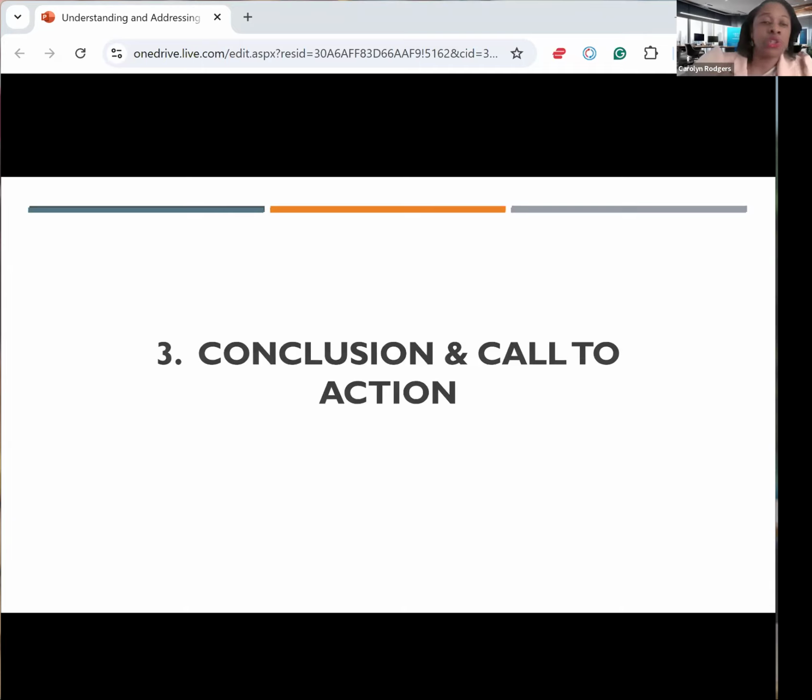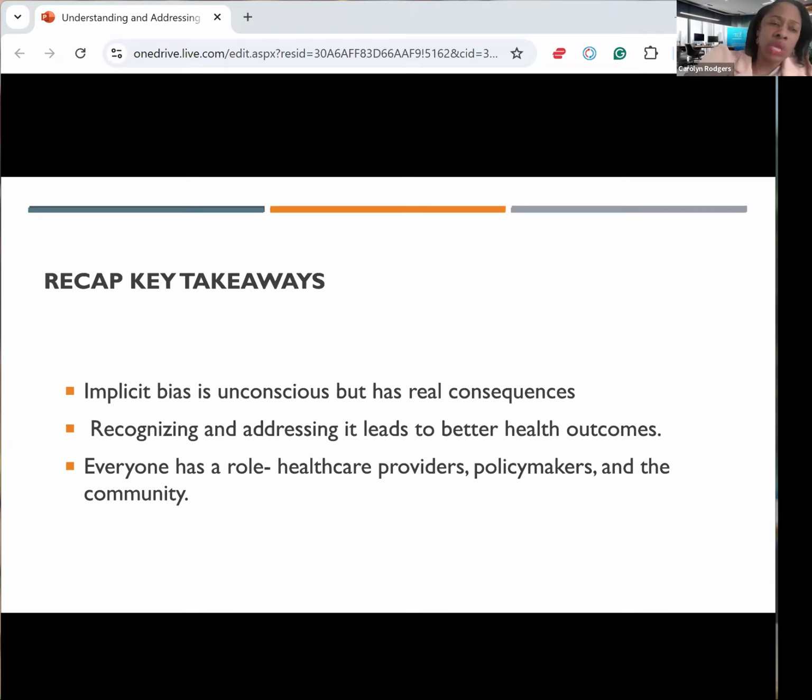So, what is the conclusion and call to action? This is just a recap of everything we talked about. Implicit bias is unconscious and it has real consequences, as you heard earlier about real people that it's actually affected, including myself. We need to recognize and address it because it leads to better health outcomes and reduces health disparities. And everyone has a role as a healthcare provider, policymaker, and the community.